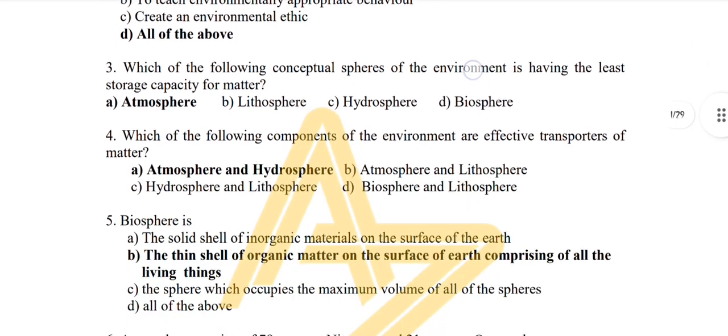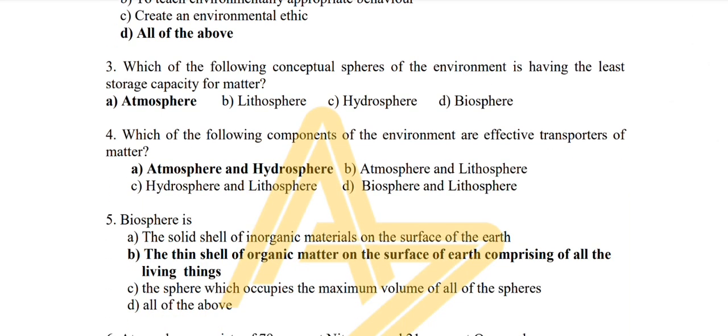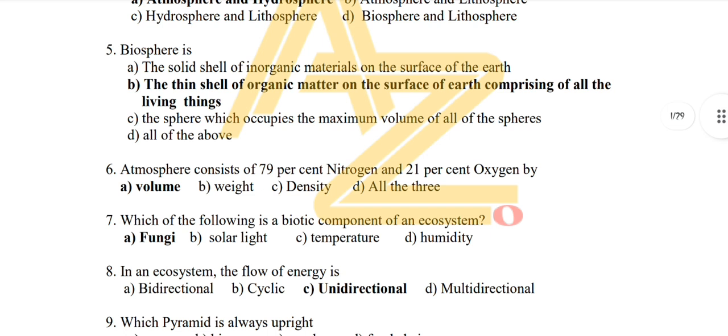So you can go for the third one. Which of the following conceptual spheres of the environment has the least storage capacity of matter? Atmosphere. Which of the following components of the environment are effective transporters of matter? The answer is atmosphere and hydrosphere. Fifth question: biosphere is the thin shell of organic matter on the surface of the earth comprising all the living things.